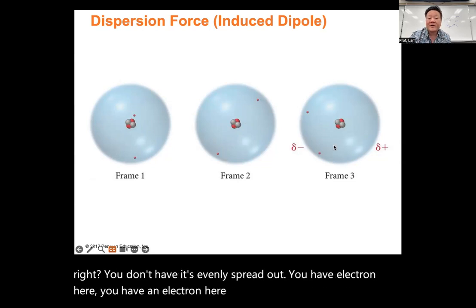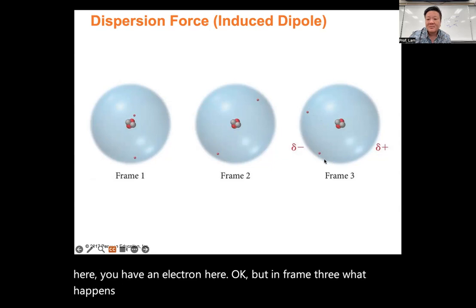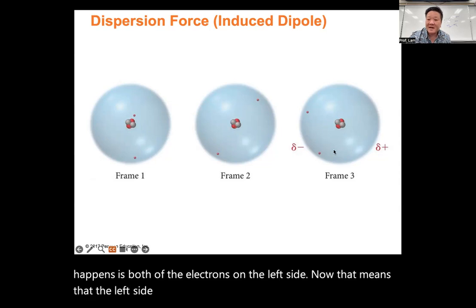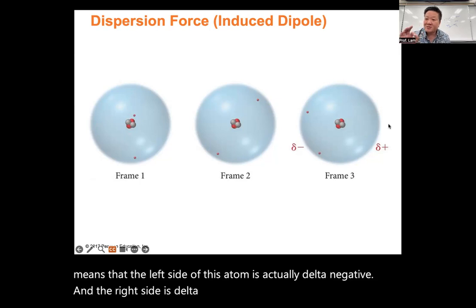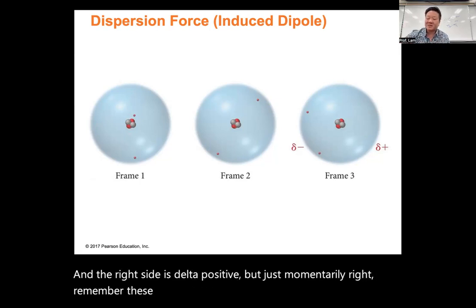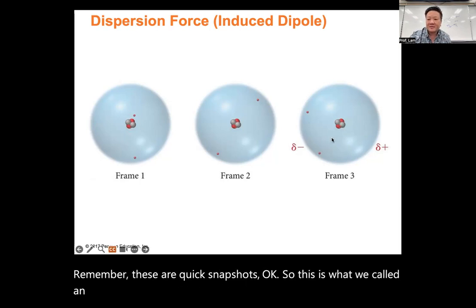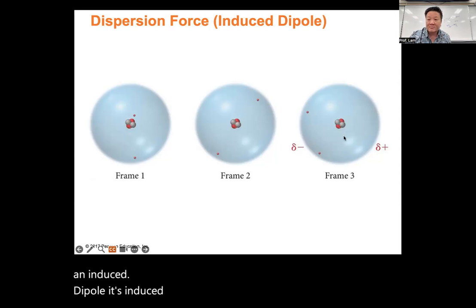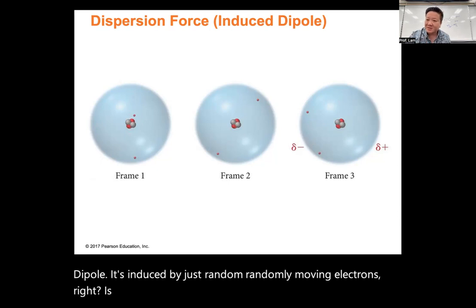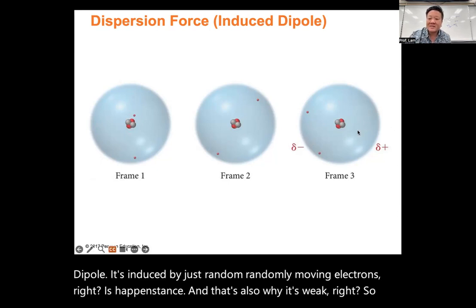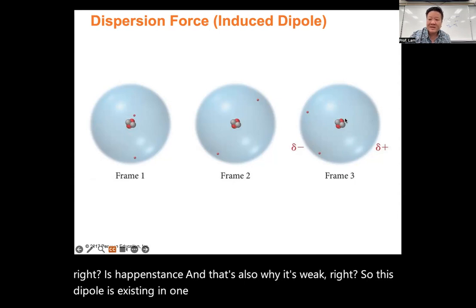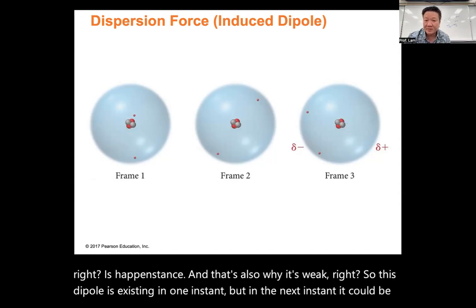Okay. But in frame 3, what happens is both of the electrons are on the left side now. That means that the left side of this atom is actually delta negative, and the right side is delta positive, but just momentarily, right? Remember, these are quick snapshots. Okay. So this is what we call an induced dipole. It's induced by just randomly moving electrons, right? It's happenstance. And that's also why it's weak, right? So this dipole is existing in one instant, but in the next instant, it could be completely destroyed, right?